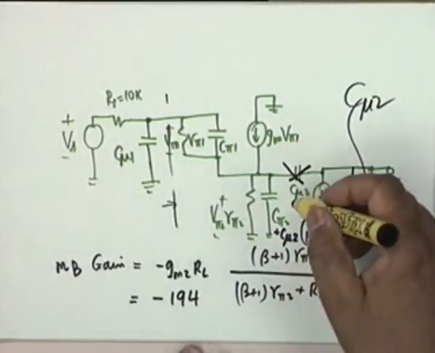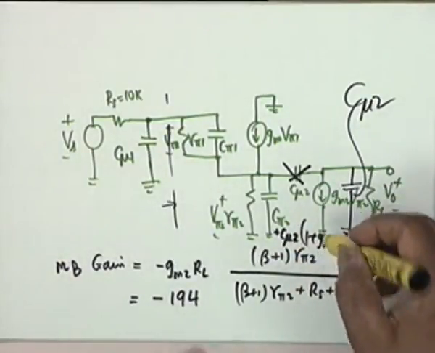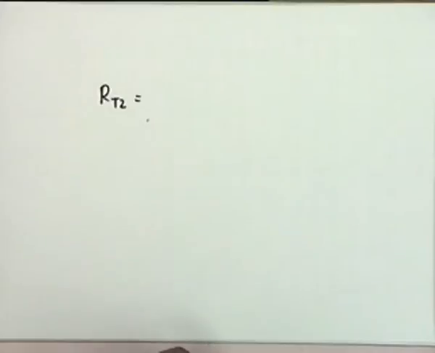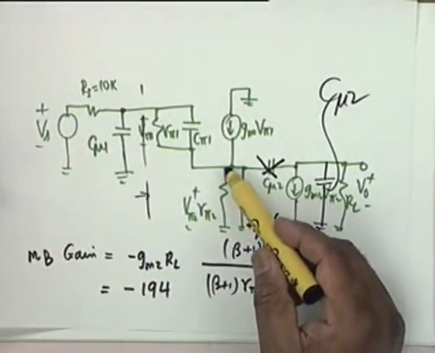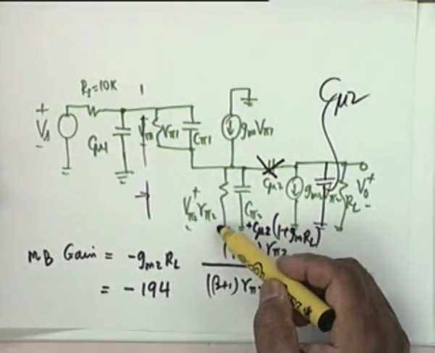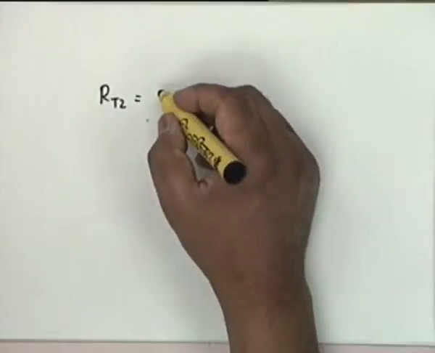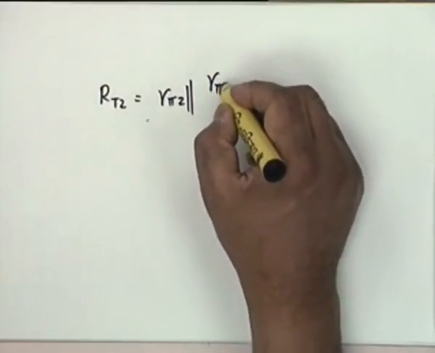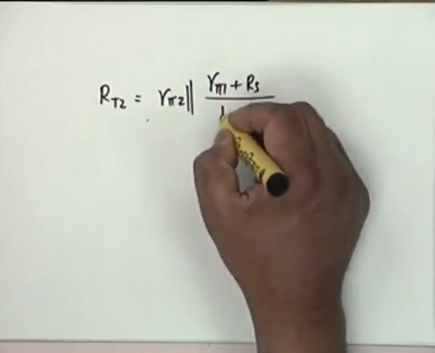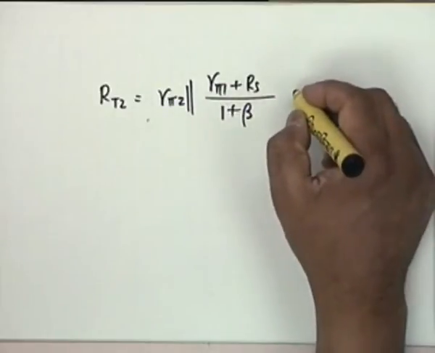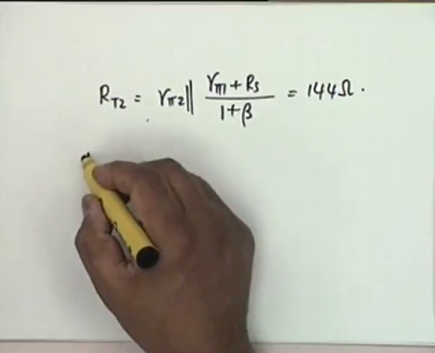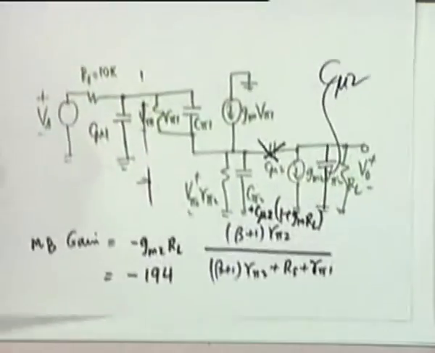What about CT2? Well, what about RT2? What does this see? Obviously it will be a parallel combination of R pi 2. Wonderful. So R pi 2 parallel R pi 1 plus Rs divided by 1 plus beta. And this comes out as 144 ohms, my calculation.